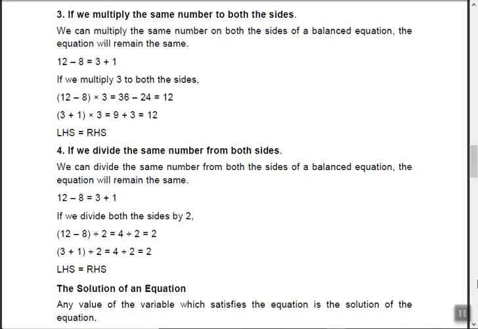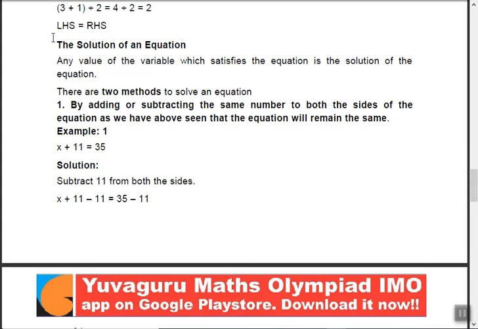Okay. So next, the solution of an equation. Now, this is important. Any value of the variable which satisfies the equation is the solution of the equation. Means what? Here, if you write x plus 11 equals 35, this is an equation. So what is the solution? Solution means the value of x which, if we put it in this, the answer will be 35. So how to solve this?